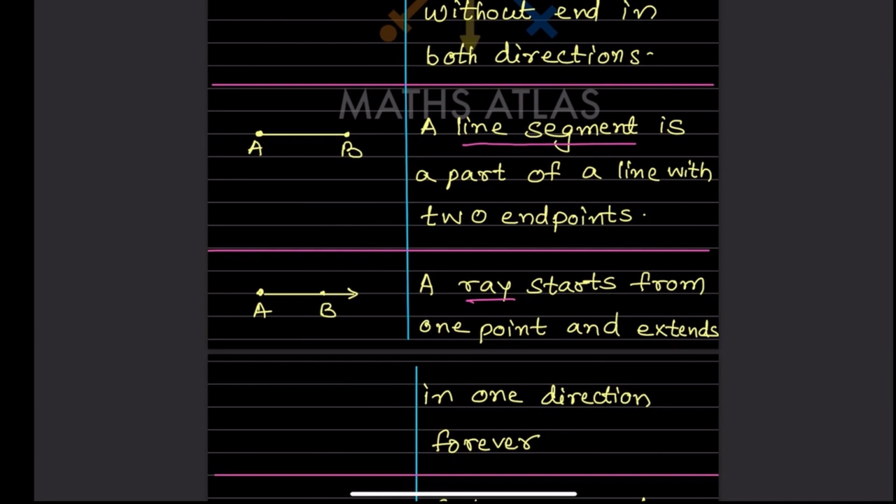Now we can see points here. This is called a line segment. Whenever these are fixed, a line segment is a part of a line with two endpoints. Suppose I say draw a line segment of 5 centimeters, it should not exceed 5 centimeters. So these 2 points are fixed, and we put them with dots.